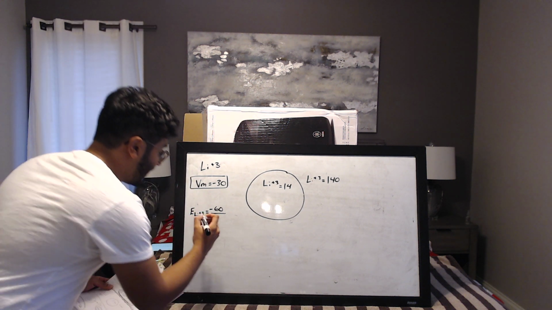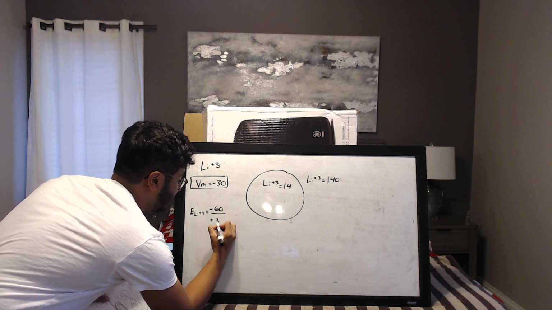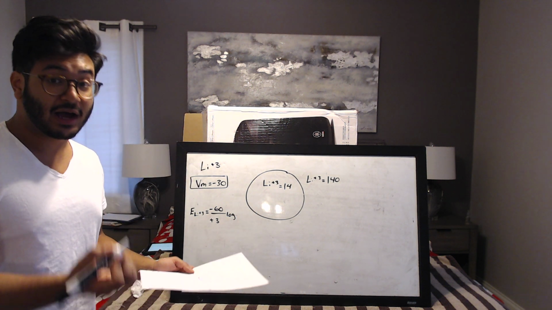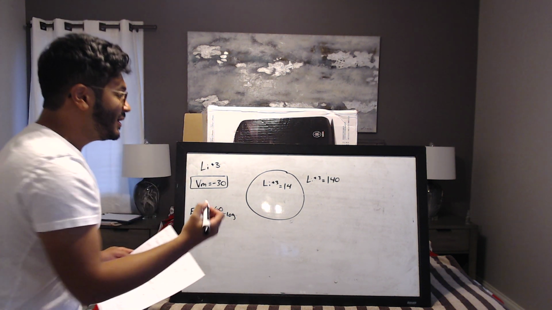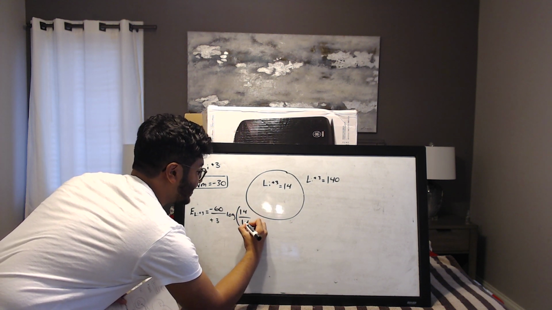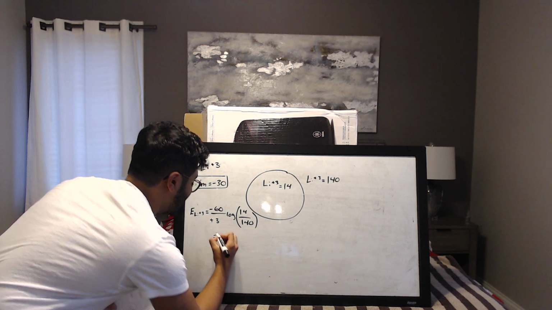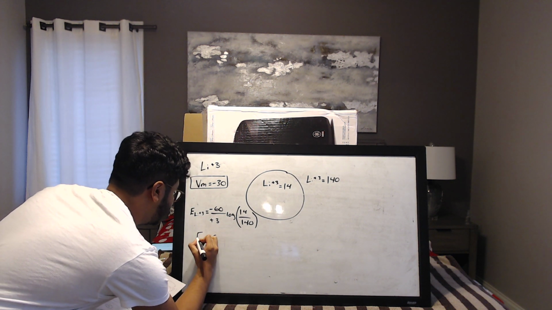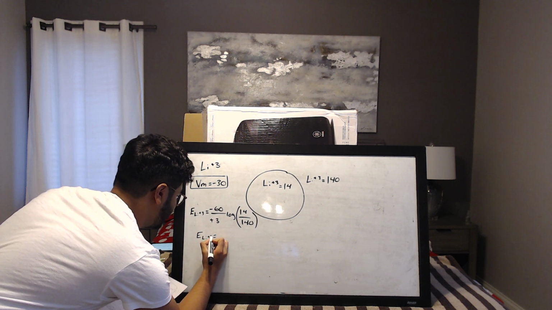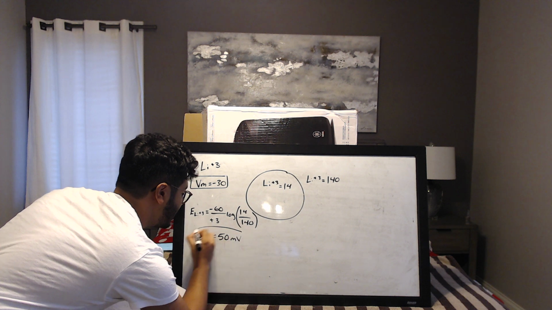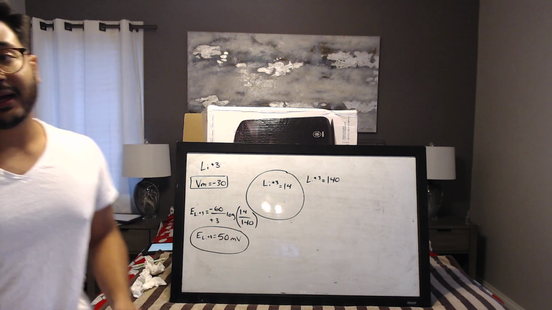So just make sure you do that. So it's going to be positive 3, and you're going to take log the in over the out. So in this case, the in is going to be 14. The out is going to be 140, and that's going to give us a value of 50 millivolts for our EM for lithium.